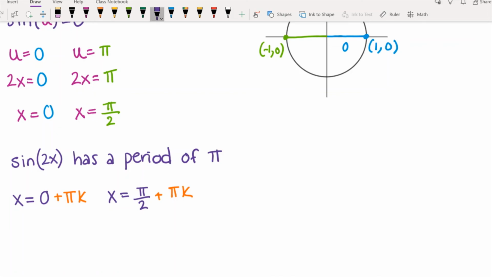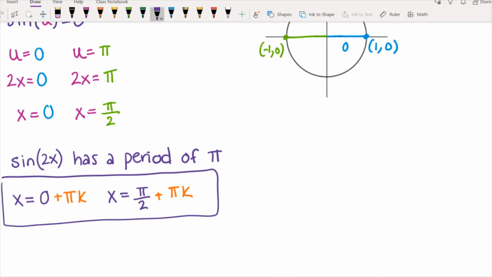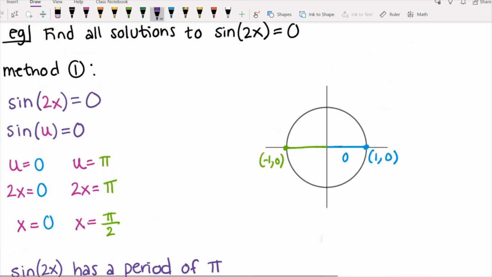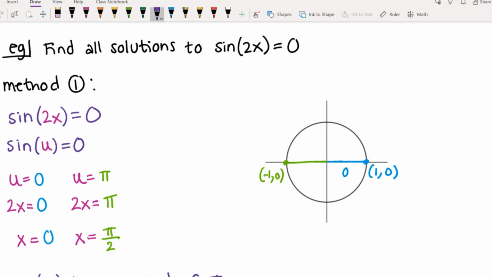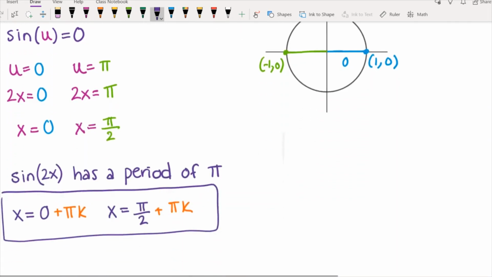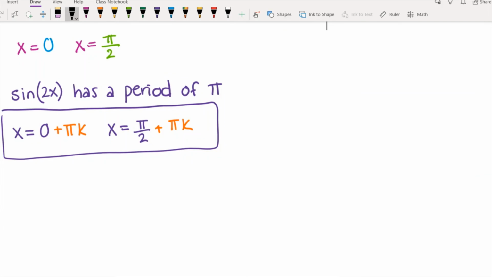So that's one way, and that's a totally legitimate way to solve this equation. But I just want to show you one other way that you could approach this. Because our equation is just sine of 2x is equal to 0, we could rewrite sine of 2x using the double angle formula. And I just want to show you that even though the approach is going to be a little bit different, the final answer ends up being the same.